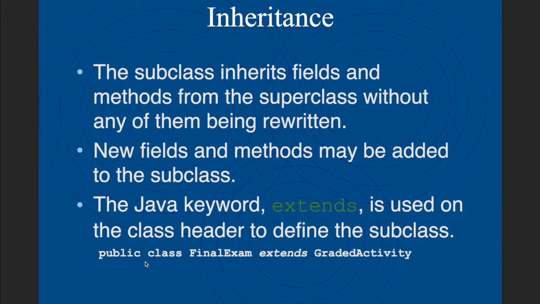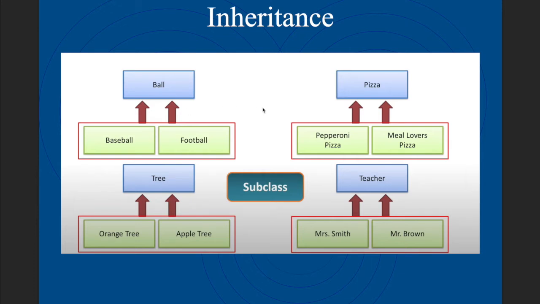And here you can see a similar example, just with different objects. It's saying public class final exam extends grade activity. And this is an example from your book. Let's take a couple different examples of inheritance. For example, here we have superclass ball, and we have two children classes or derived classes, which are baseball and football.